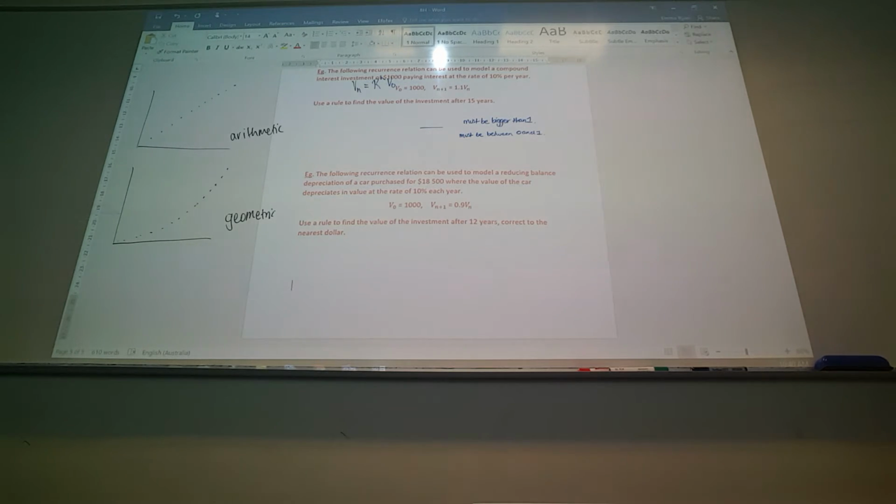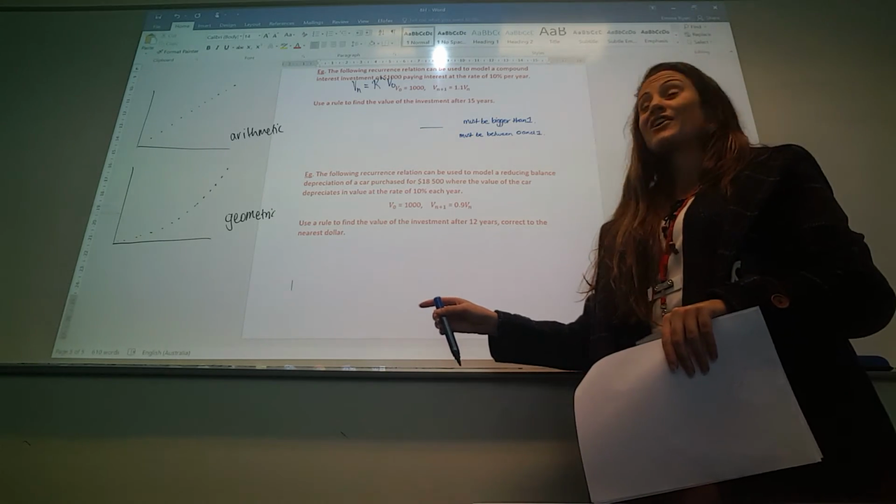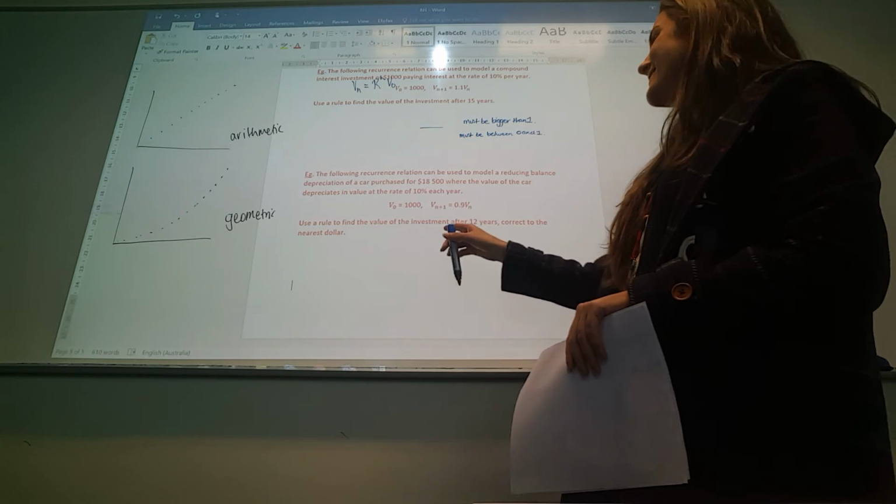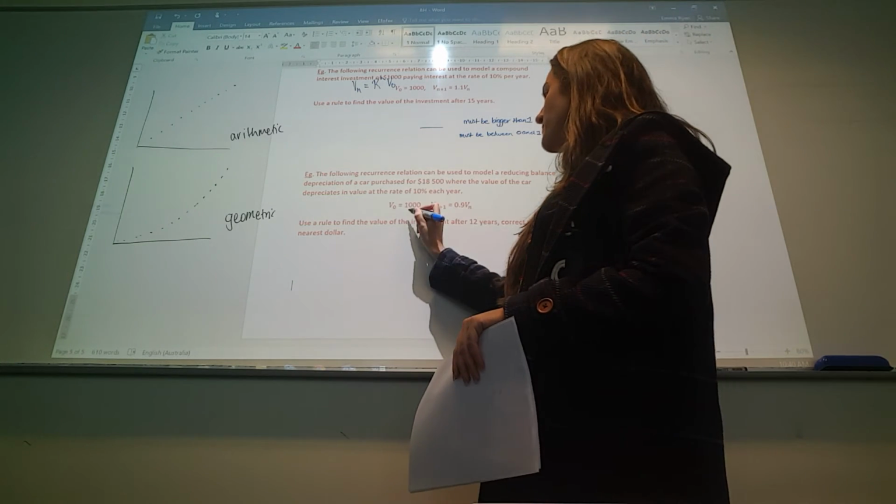Use a rule to find the value of the investment after 12 years, to the nearest dollar. V0 equals 1000, V(n+1) equals 0.9 Vn. What have I done wrong? Oh, you need to put V0 equals 18,500. Yep, excellent.